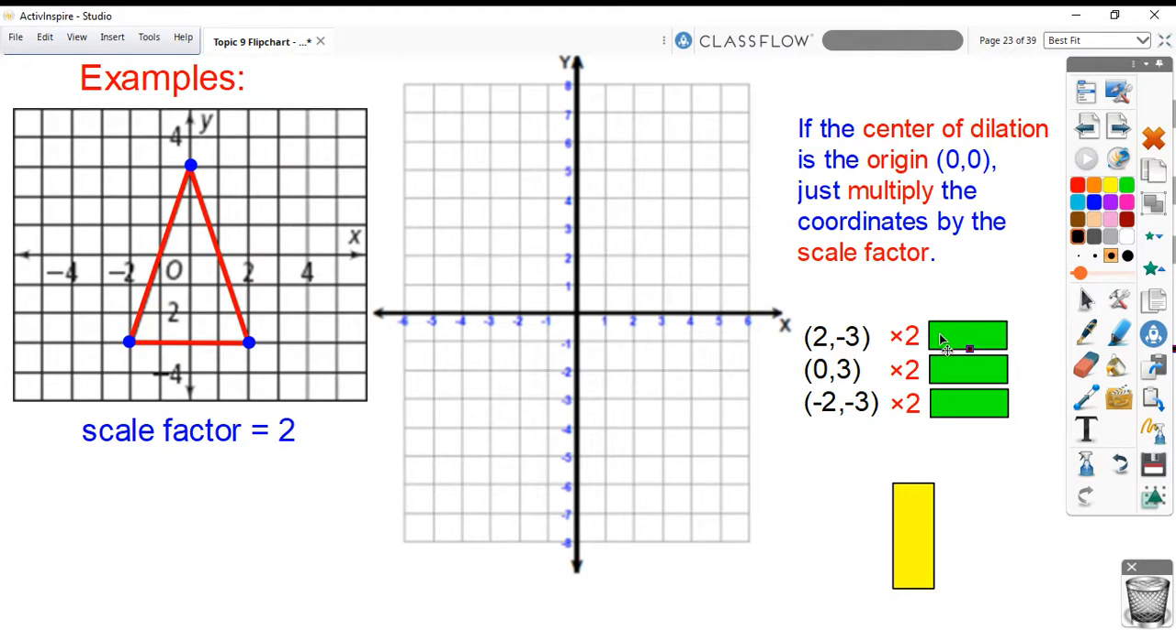When we do that, we end up with new points. Multiplying 2 times 2 is 4, and -3 times 2 is -6. So (4, -6) is one of them. (0, 6) is the other one. Remember, if you're multiplying 0 times 2, it's still just 0. And our last one, (-4, -6). We can put all of those points onto our graph pretty easily. This is not exactly the most difficult thing we've ever done.